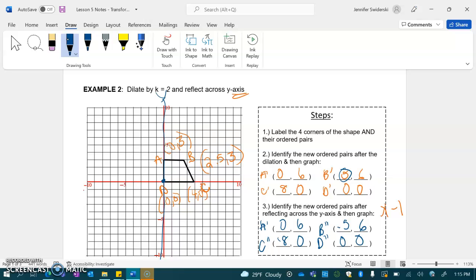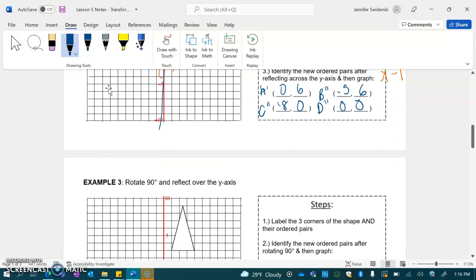0, 0 is D to the second prime, which overlaps. This guy right here will be C to the second prime. -5, 6 is B to the second prime. And then 0, 6 is right here. That is A to the second prime. All right, so really what we're doing is just taking our time and showing our work.